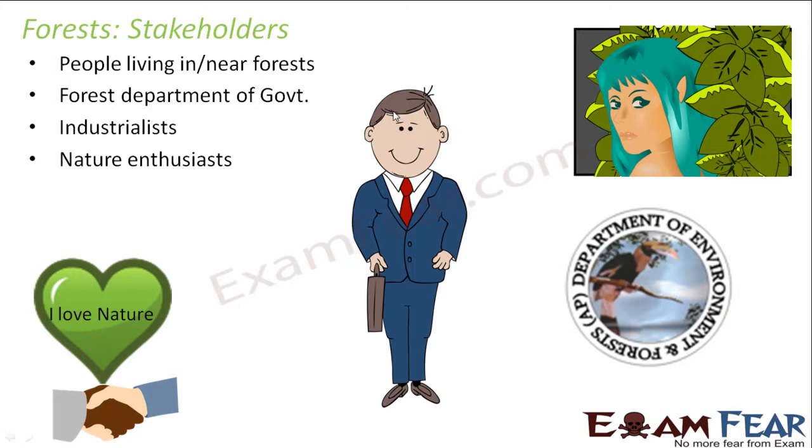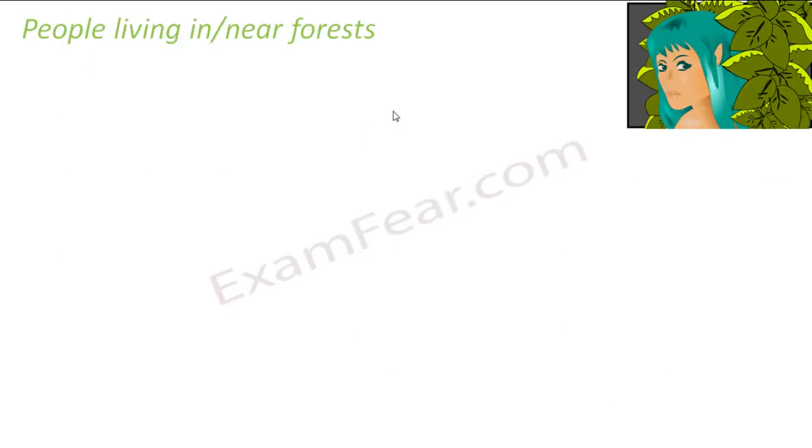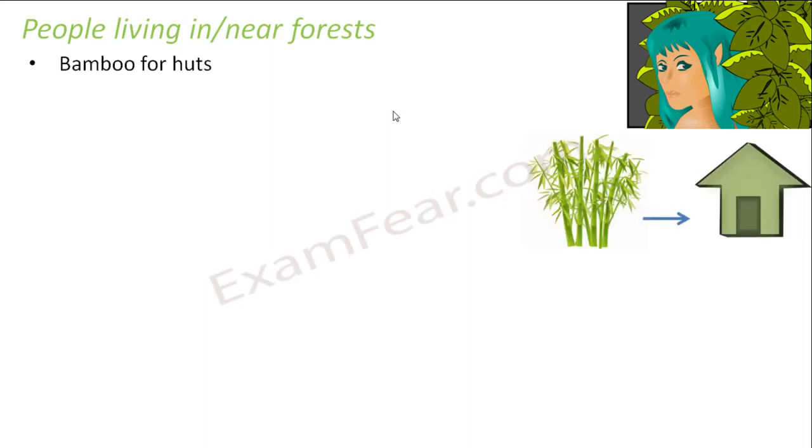Now we will see how each of them are dependent on forests and how each of them help the forests or destroy the forest. So we will talk about each of them in detail one by one. So let us start with the people living in or near forests. So what are the advantages or what are the facilities that these people get from forests, and how do these people contribute to forests? So these people get many advantages from forests.